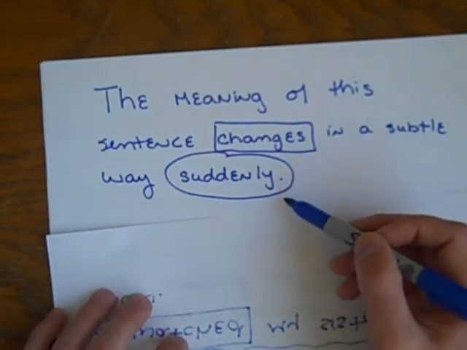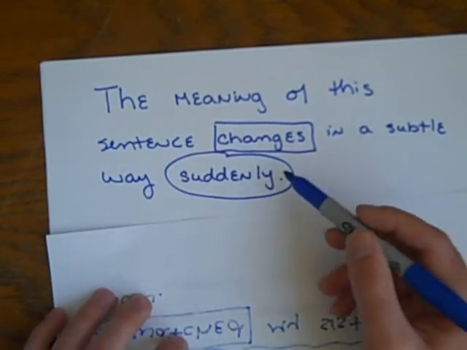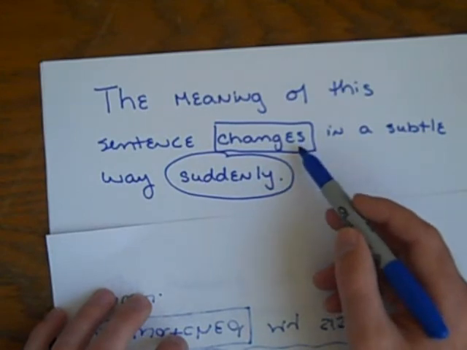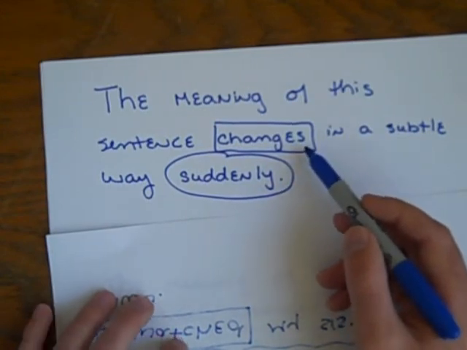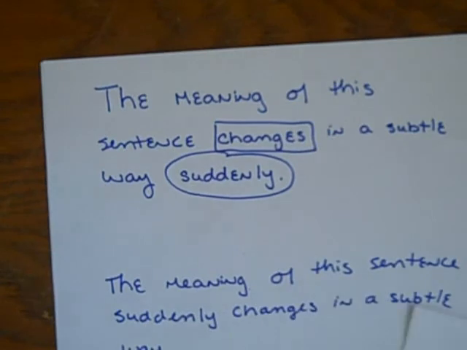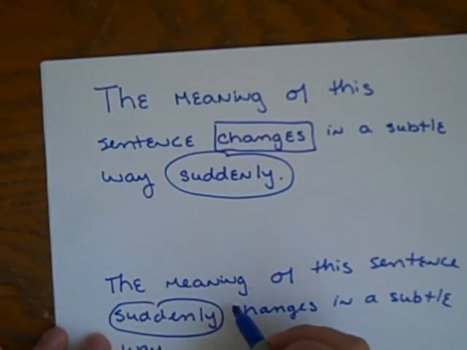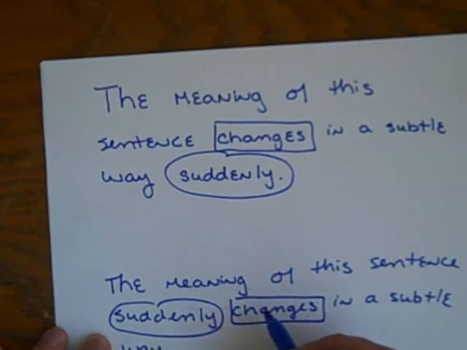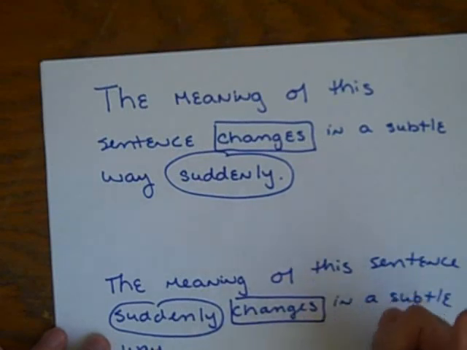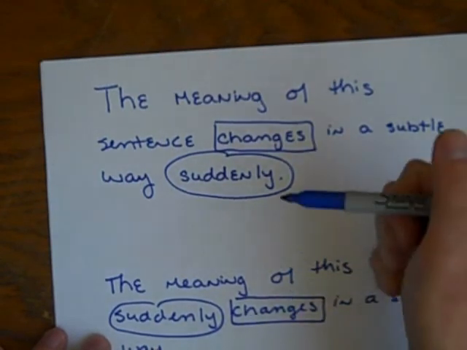And so the next thing to do is to ask yourself, is there a way that you can put the adverb closer to the verb? And the answer would be to say, the meaning of this sentence suddenly changes in a subtle way. Now we've got the same word, suddenly, but it's modifying changes, and they're right next to each other. So this is a more clear way of phrasing the sentence than the original.